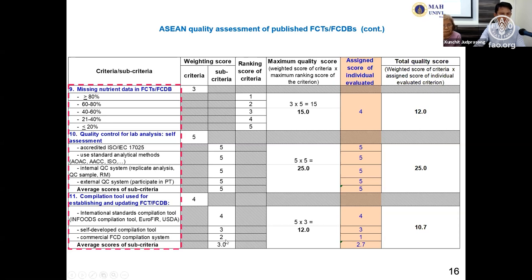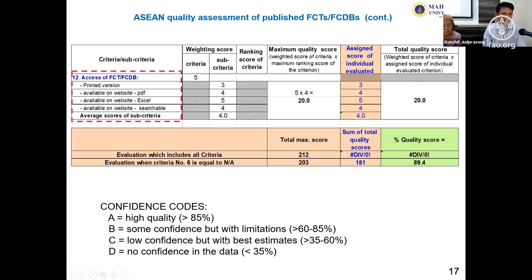The last criterion of the evaluation system is the assessment of the food composition database. We also provide a printed version. This has sub-criteria with only 3 score, but when we provide it in PDF, the score goes up, and in Excel it is the maximum score. For searchable, we also made the decision that we will have only 4 for each score.